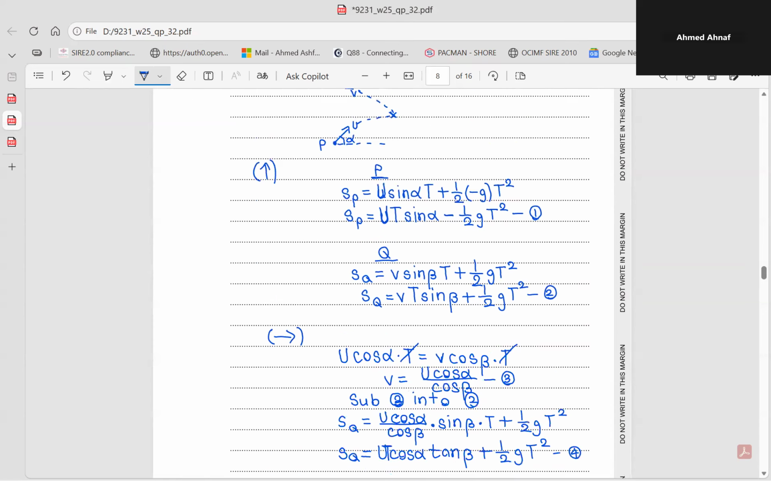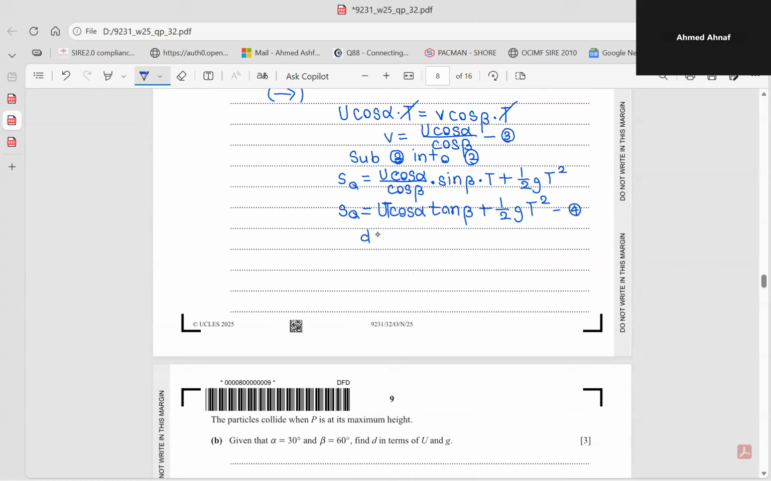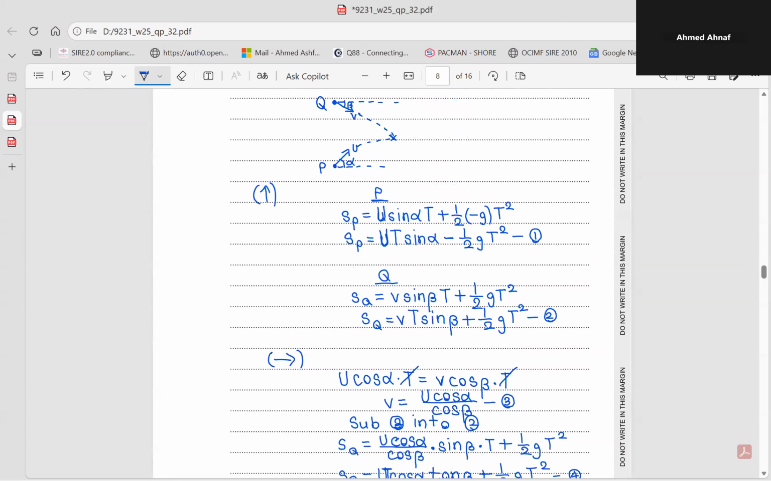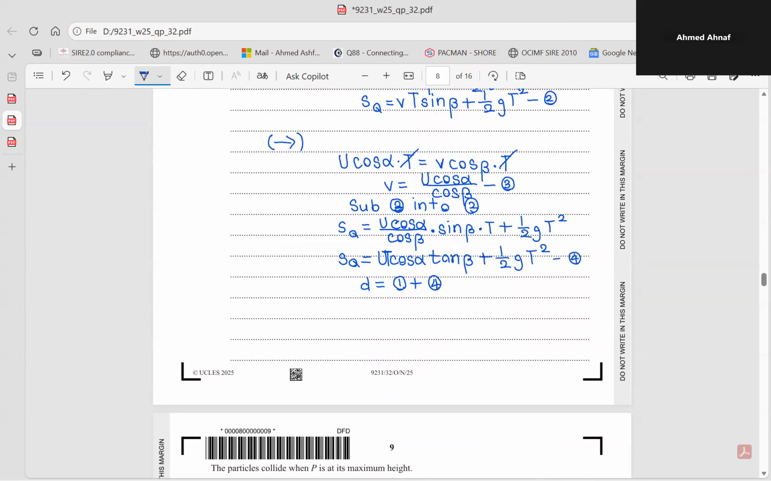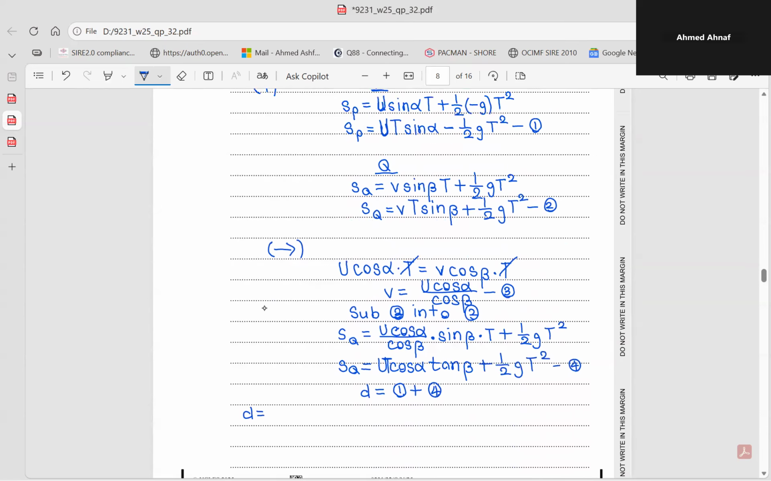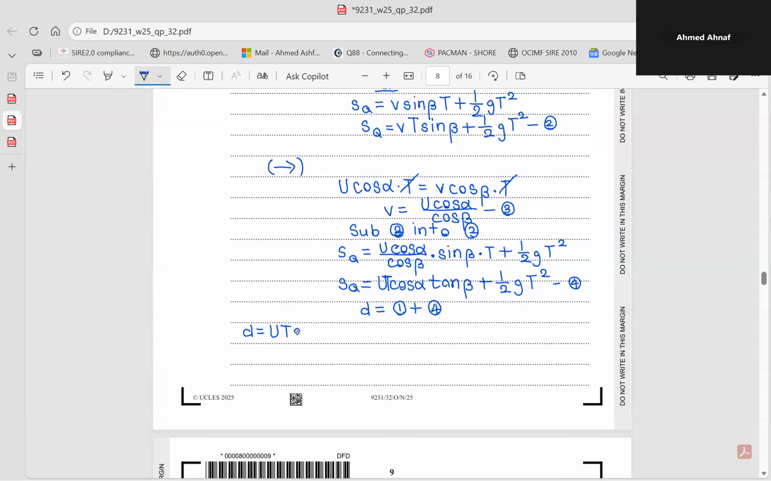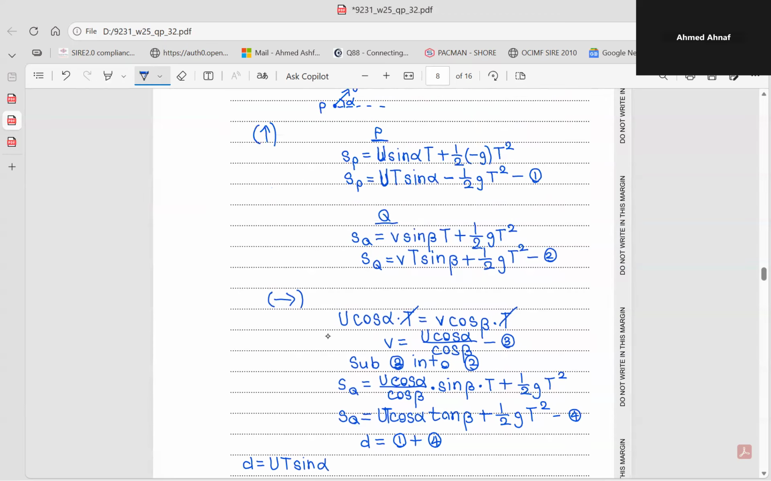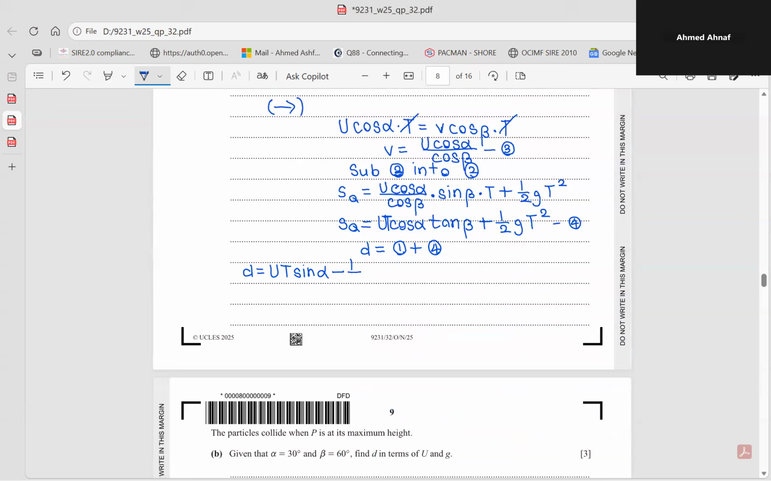Now we're ready to find what D is. So as we said earlier, D is literally just SP plus SQ, which is equation 1 plus equation 4. Okay, so D is just UT sine alpha minus half GT squared plus UT cosine alpha tangent beta plus half gt squared. So yeah, the half gt squared terms cancel out.